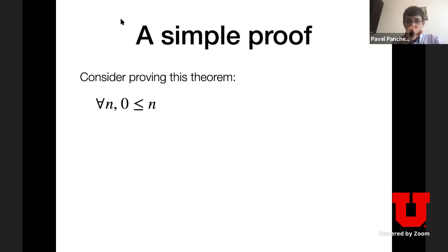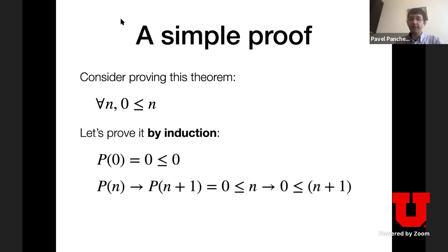So suppose we want to prove this theorem, that 0 is less than or equal to all natural numbers n. That's a true theorem because when we say natural numbers, we mean 0 and above. Well, if we want to prove this theorem by induction, that's going to mean proving the base case and the inductive case. The base case is going to be that 0 is less than or equal to 0. The inductive case is going to be that 0 is less than or equal to n plus 1, assuming 0 is less than or equal to n.